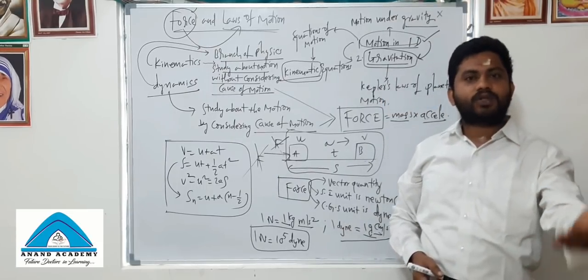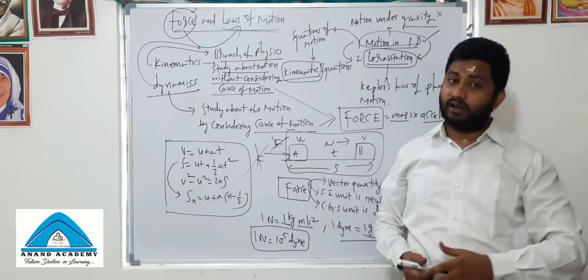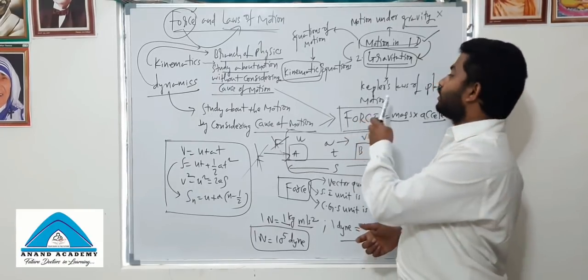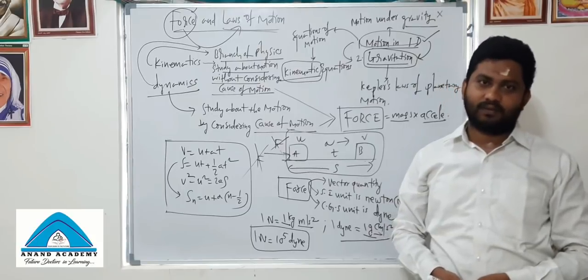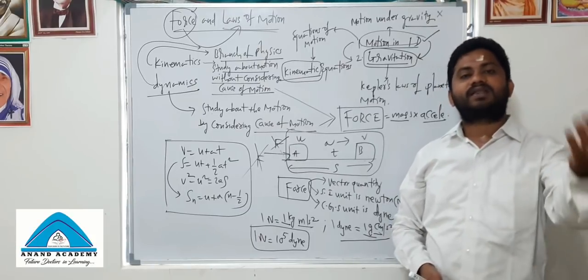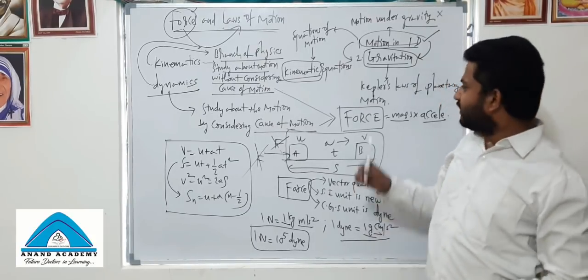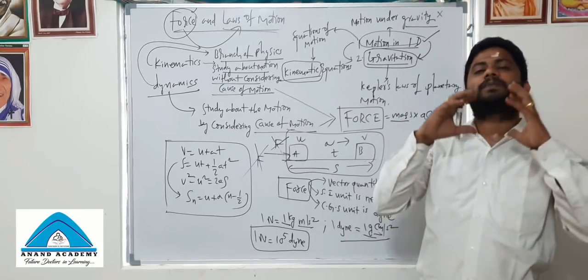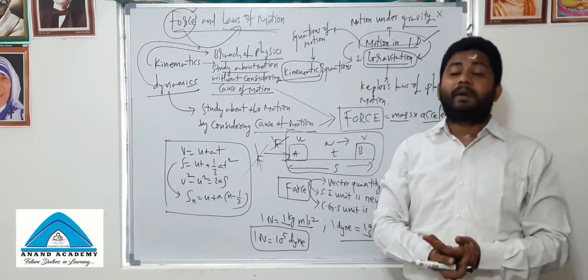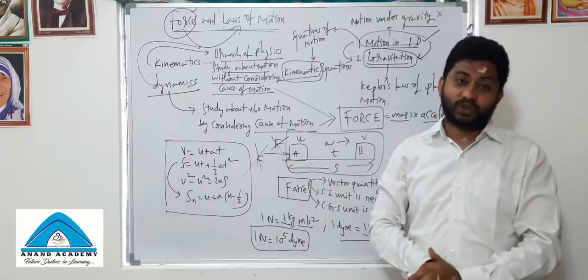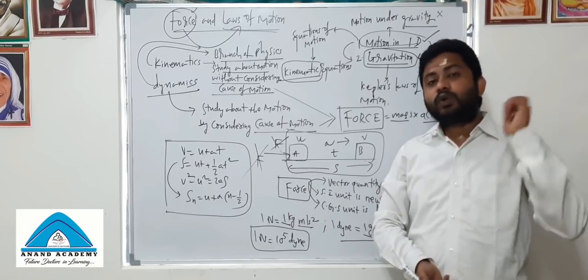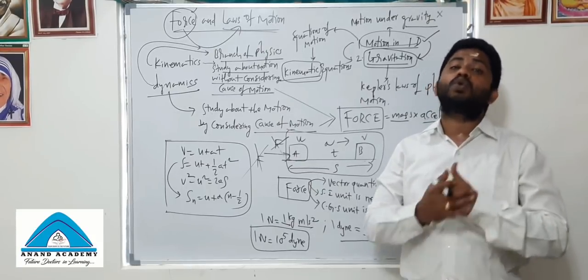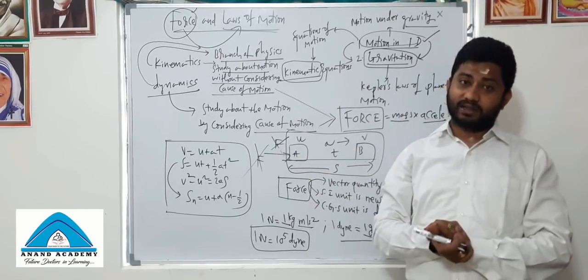Newton's first law of motion, second law of motion, and third law of motion. Kepler's laws of planetary motion: Kepler's first law, second law, third law. This is an exclusive concept about planetary motion, but not any other body's motion in nature. But Newton's laws of motion can be applied to any body in nature.